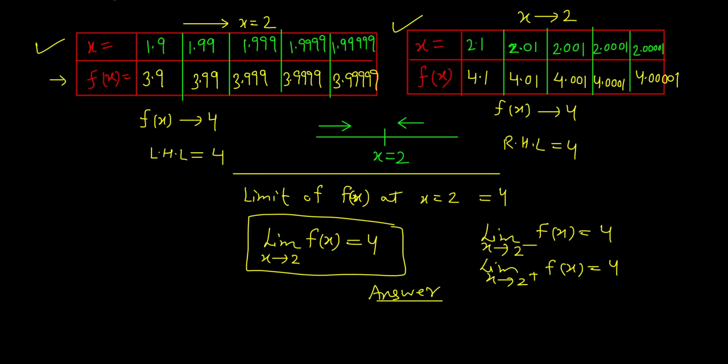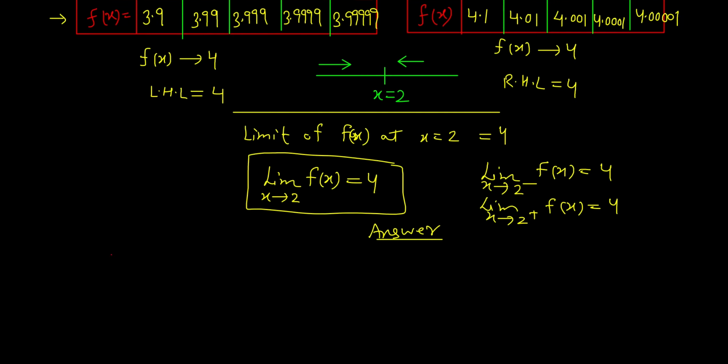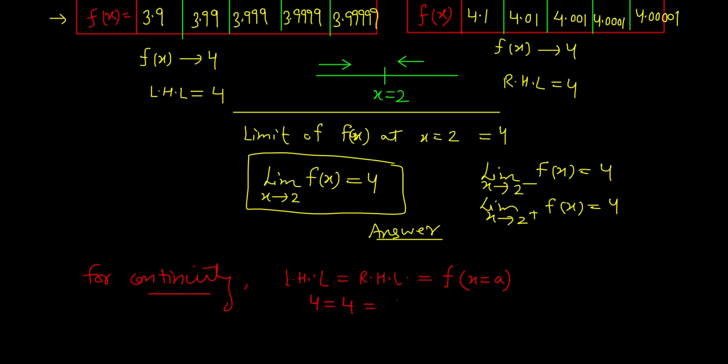And now we have to define the function. What should be the value of the function at x equal to 2 which makes it continuous? As you know, for continuity the left hand limit of the function must be equal to the right hand limit of the function, and it must be equal to the value of the function at x equal to a. You saw that the left hand limit is equal to 4, and the right hand limit is equal to 4. So for continuity, the function's value at 2 must also be equal to 4.